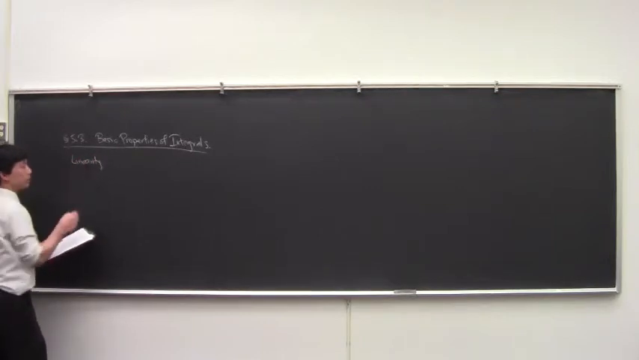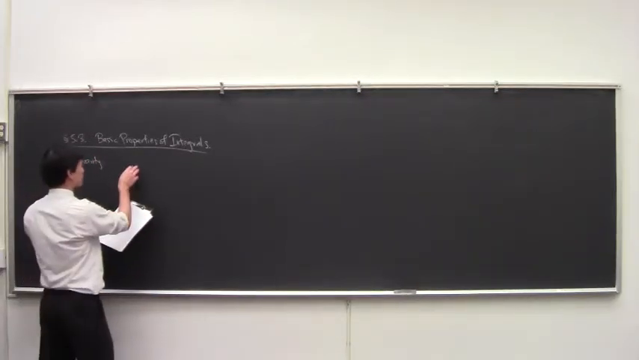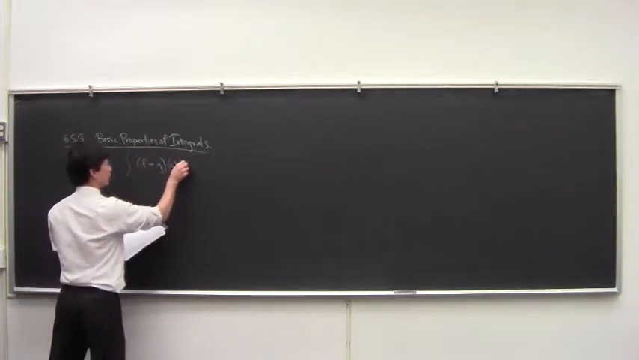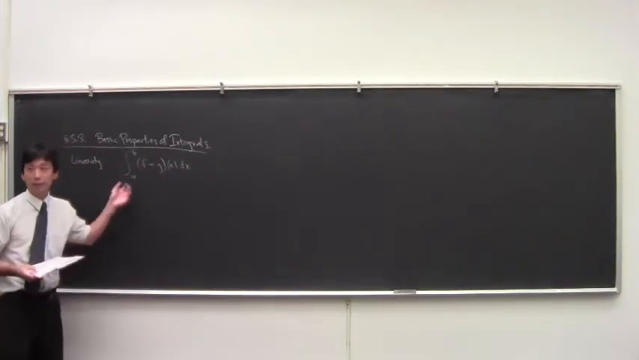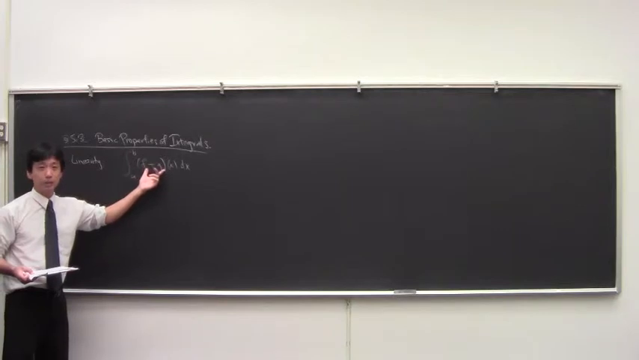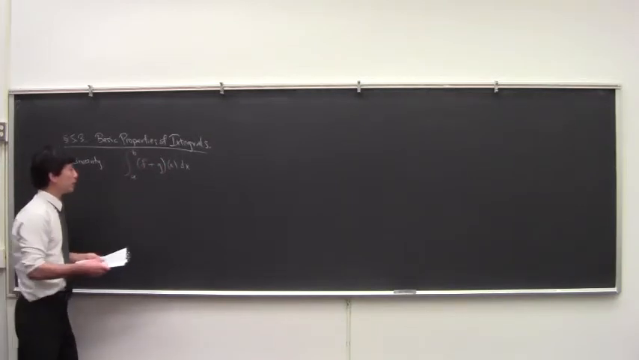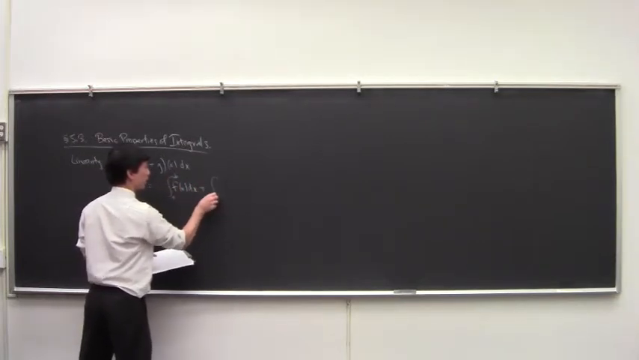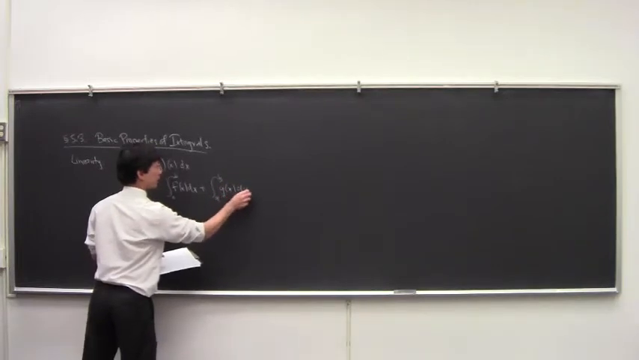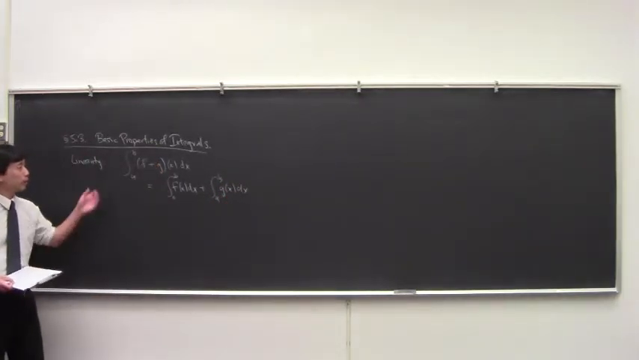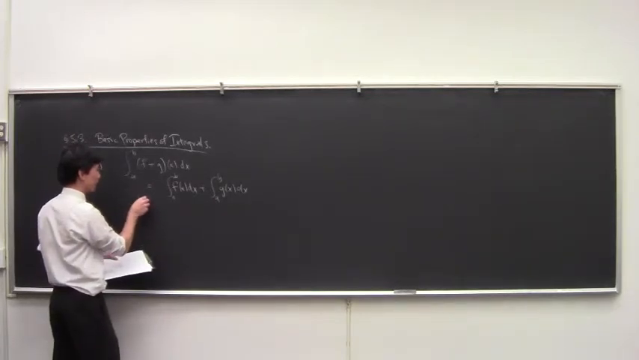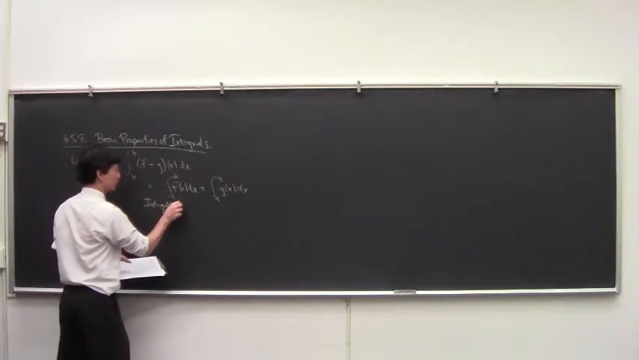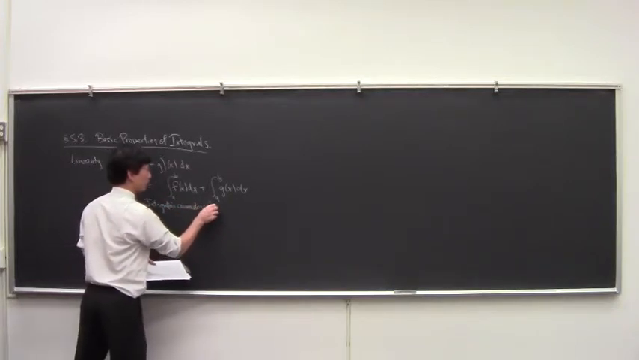So let me just write it up to remind us what that was. It says that if you're taking the definite integral of a sum of functions, then you can either sum the functions first and then take the integral, or you can take the integrals first, right? And then sum them. Okay, so integration commutes with addition.